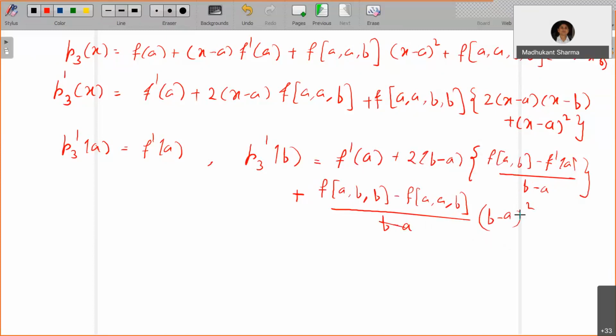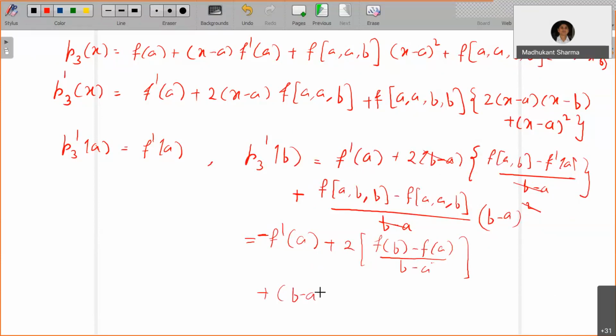So b minus a will get cancelled. If you simplify, this b minus a will also get cancelled. And if you simplify it, that is equal to f dash of a, minus 2 times f dash of a will be coming here. So that is going to be minus f dash of a, plus 2 times f of ab. So f of ab is f of b minus f of a divided by b minus a. Now you simplify this term here, plus b minus a is there.